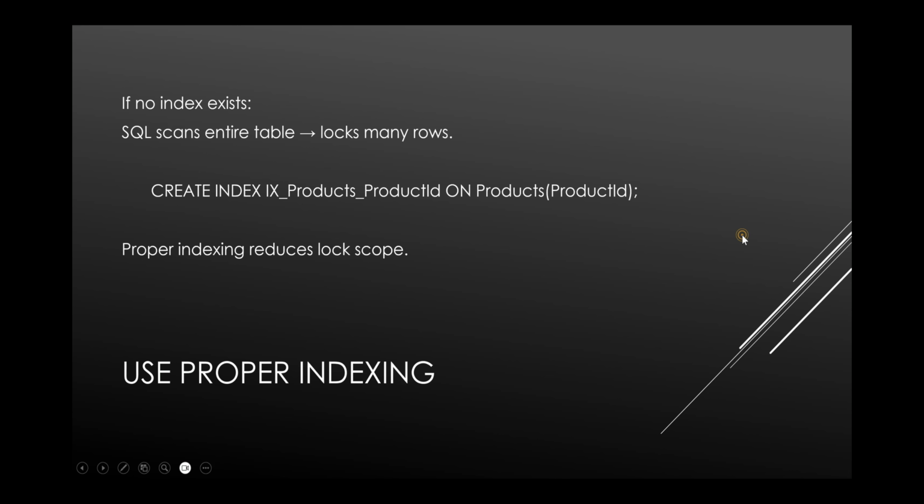The second one is to always use proper indexing on any table. Whenever we update or query, always create an index, so SQL Server doesn't need to scan the whole table. If there is no index, it needs to scan most of the records, and whenever it reads most of the records, there are more chances of getting locks and deadlocks. That's why always create proper indexes.